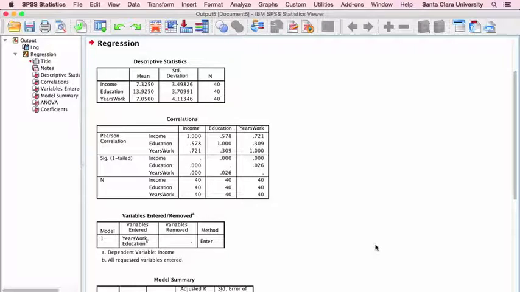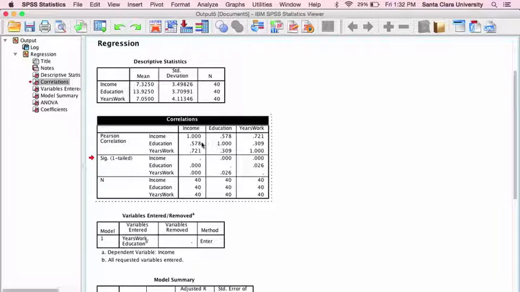And here's what we get. First, we get descriptive statistics, and that tells us that there's 40 cases in the sample, and it shows us the means and standard deviations. And then we get a little correlation matrix to show us how the variables are correlated with each other. And we can see that income is pretty strongly correlated with education and with years of work. Education and years of work are correlated a bit more weakly at 0.309. So the two predictor variables are correlated with each other, but not so strongly that they wipe each other out. And they're both correlated with the dependent variable.